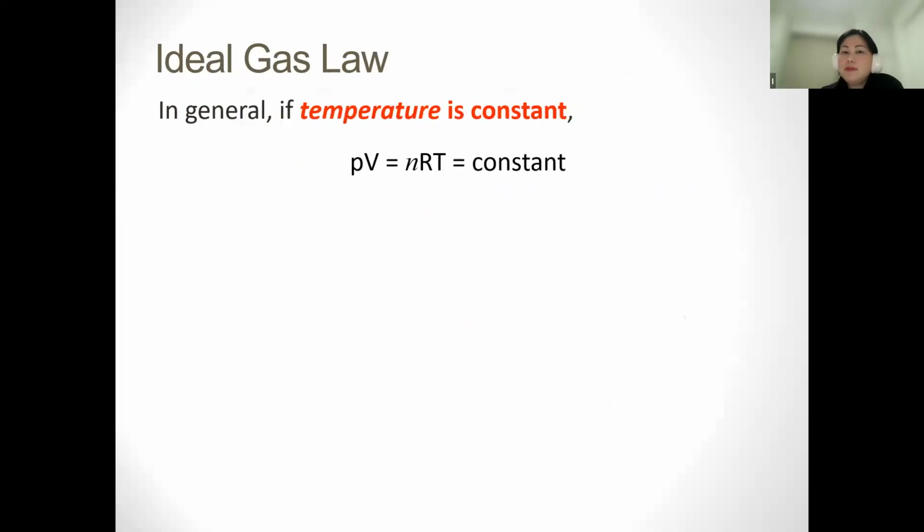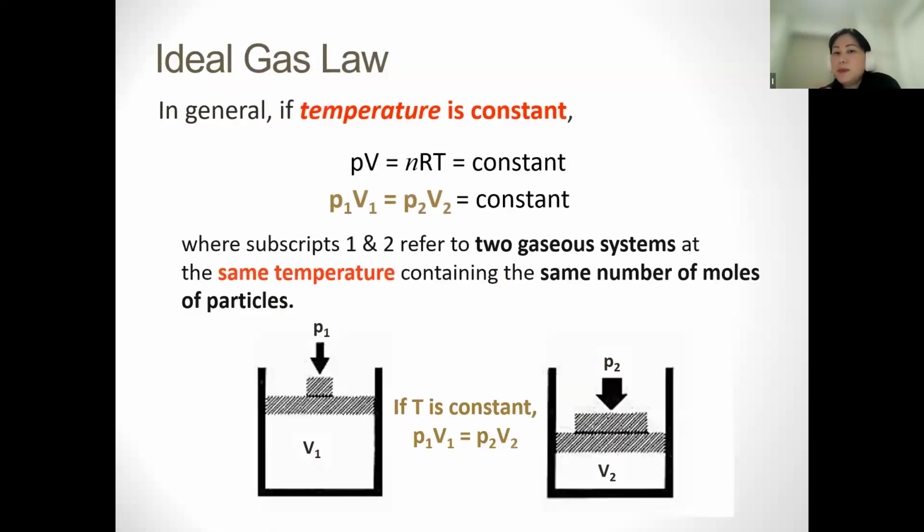So we can see that if temperature is constant, PV equals nRT. n is 1 mole of gas, R is constant, T is constant, so we can say PV equals a constant, right? So PV is never going to change. So that means P1 times V1 should equal P2 times V2.